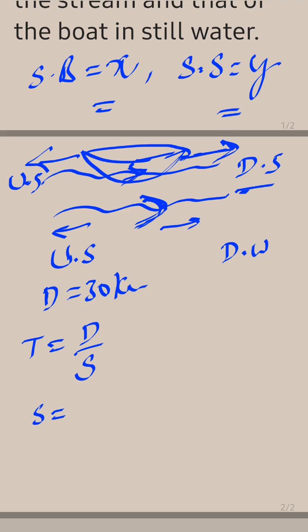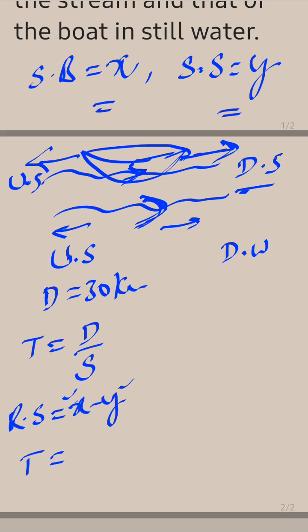For upstream, I said, upstream means opposite directions, so speeds are subtracted, that means x minus y. Here x is the speed of the boat and y is the speed of the water. Their speeds will be subtracted, that is the relative speed we have to select. So now substitute the values here.